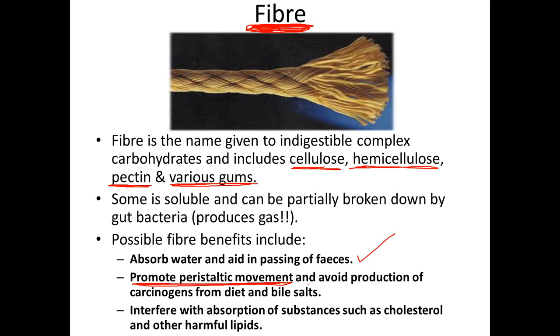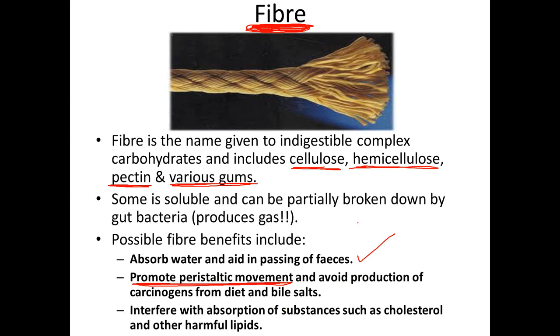So one of the things that this does is it means any toxic components in our feces, in our undigested food, does not spend a lot of time hanging around in our bowel. And that is a reason why fiber is thought to be important, because it promotes regular movement of feces through our intestine. And the other thing is that fiber bulks out our feces, and it interferes with the absorption of some substances. So because you've got a bulked out undigestible substance in your feces, there is less chance that substances that are harmful to the body, such as things like cholesterol and other maybe harmful lipids, are absorbed because they're tied up in the bulk of the fecal matter.